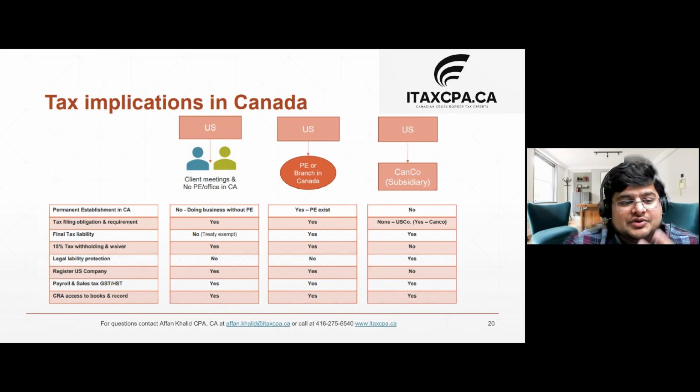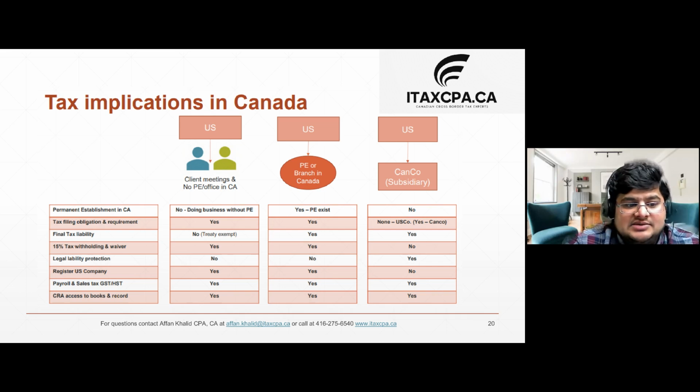A US company can also create a branch, which is a nexus or PE in Canada, and under the tax treaty, then your profits attributable to the branch are taxable in Canada. You have to file the tax return. Of course, no exemption under the treaty because you have the branch in Canada, and the GST HST rules apply, payroll tax apply, and so on.